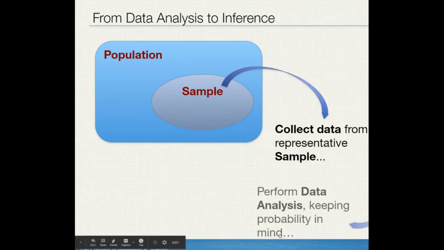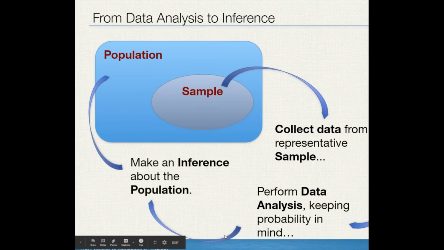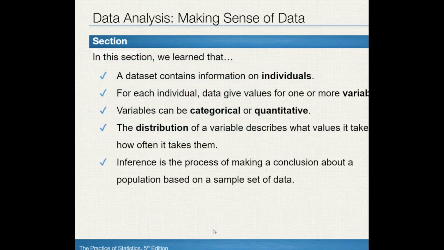And here's the graphic again of the population versus the sample. Remember, the sample is a subset of the population. We're trying to make inferences about the population. We're trying to generalize. So you've got to get a representative sample first, and then in this chapter we're going to be collecting that data and performing a data analysis, finding the center, the shape, and the spread of the distribution, and then making some inferences about the population.